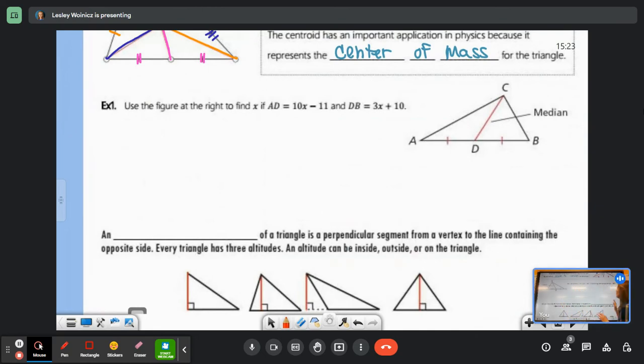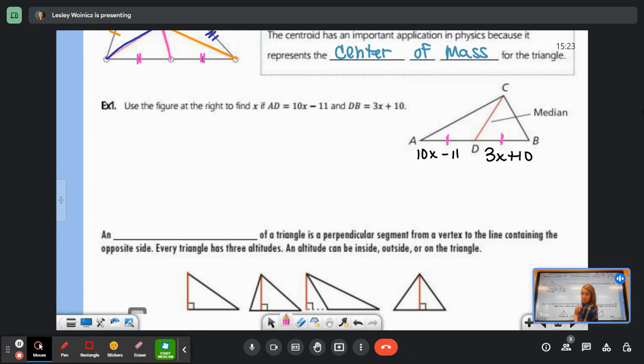So here we have our cute little triangle, ABC, and we know that AD is 10x minus 11. Let's label that. 10x minus 11. Okay, and DB is 3x plus 10. Okay, so if we look at the figure, we can see that CD is a median, and so it is intersecting AB at its midpoint. So we can see that these two segments, AD and DB, are congruent.